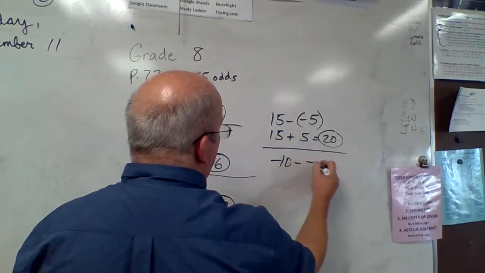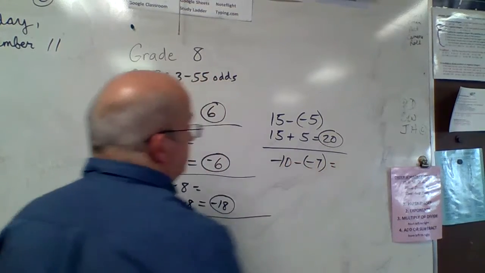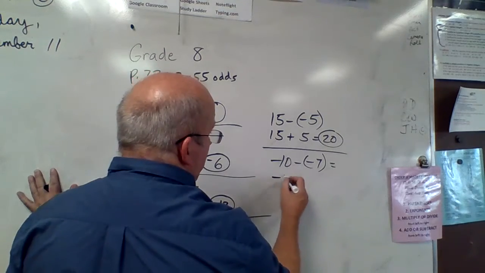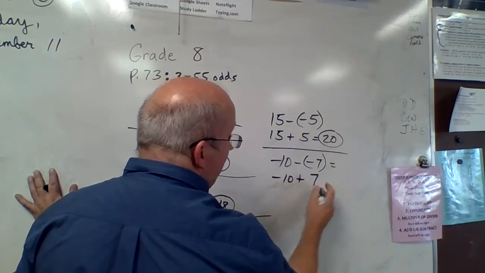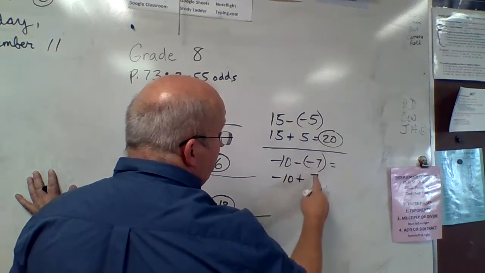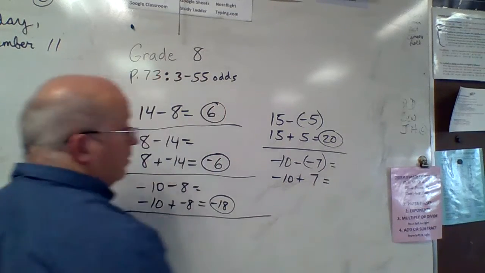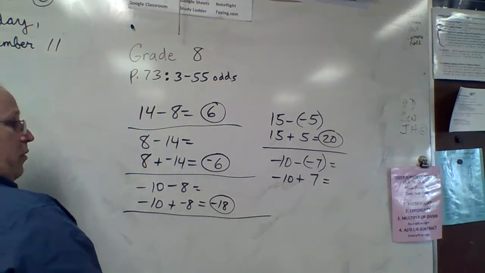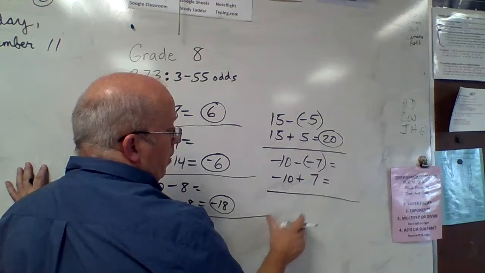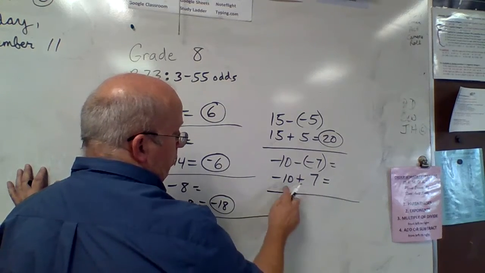How about this one? Negative 10 minus a negative 7. Again, let's apply the rule. Either to subtract, we add the opposite of the second number, or we add the additive inverse of the second number. It doesn't matter. But we're left with a three-step rule problem, right? Because we're trying to add a negative to a positive. So we think about their absolute values, 10 and 7.